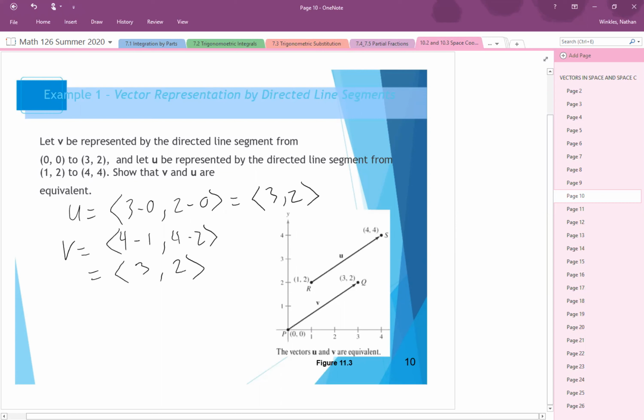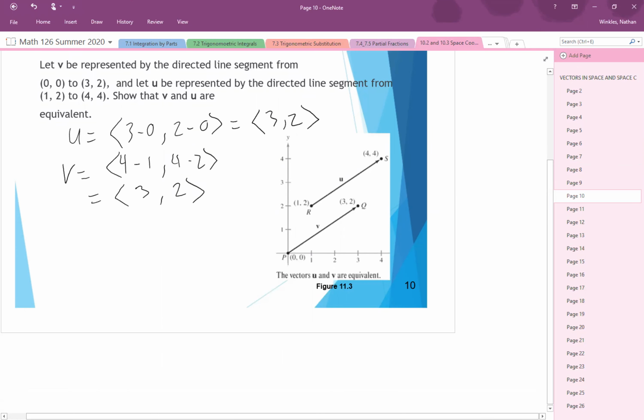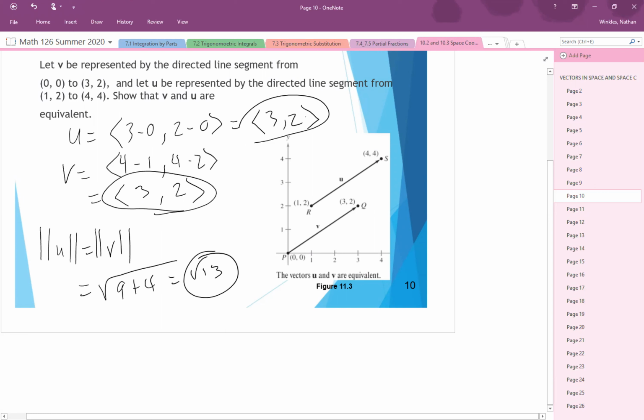Notice they're the same exact vector, so that means that they're in the same direction. Therefore, we need to make sure that they have the same magnitude. So the magnitude of u will equal the magnitude of v, which is the square root of 9 plus 4, which is the square root of 13. They equal each other because they are mathematically the exact same. So that's what we're checking there.